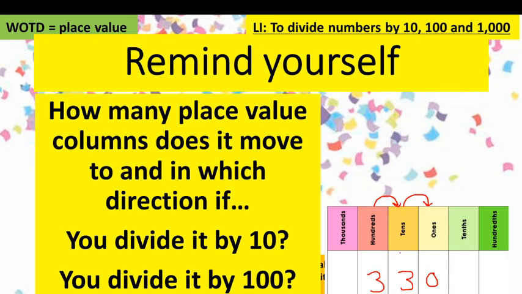So my 3 in the hundreds is going to move over here. My 3 in the tens is going to move over here. And then I don't need to show that I've got a 0 in the tenths and the hundreds column because we'd go on forever if we did that after the decimal point. So my answer for here is going to be 33 if I divide it by 10. So it moves 1 to the right if you divide it by 10.